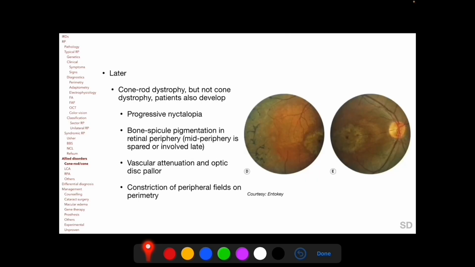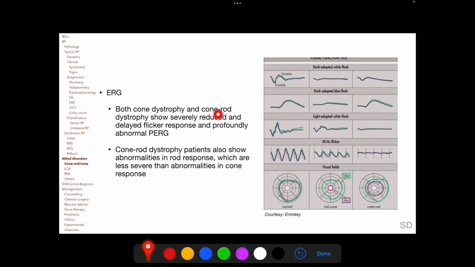Later in the disease process, cone rod dystrophy patients but not cone dystrophy patients also develop progressive nyctalopia, bone spicule pigmentation in the retinal periphery as seen here in this clinical photograph, vascular attenuation and optic disc pallor, and constriction of peripheral fields. Both cone dystrophy and cone rod dystrophy patients show severely reduced and delayed flicker response, which is a cone response on ERG as seen here in this diagram, and the response to pattern ERG, which picks up response from the macula, is also profoundly abnormal in these patients.